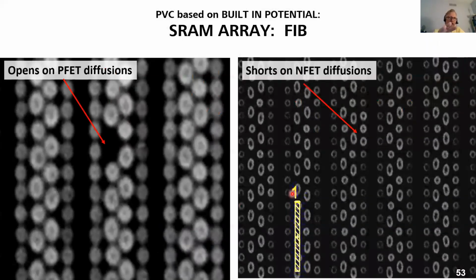Here's an example of finding actual defects. The defect should be bright, but we're not actually missing a contact here. It is just completely dark because it's only partially filled. And over here on the NFET side, we have a row of NFET contacts that should be dark, but they're bright because of a short of the silicide into the channel.